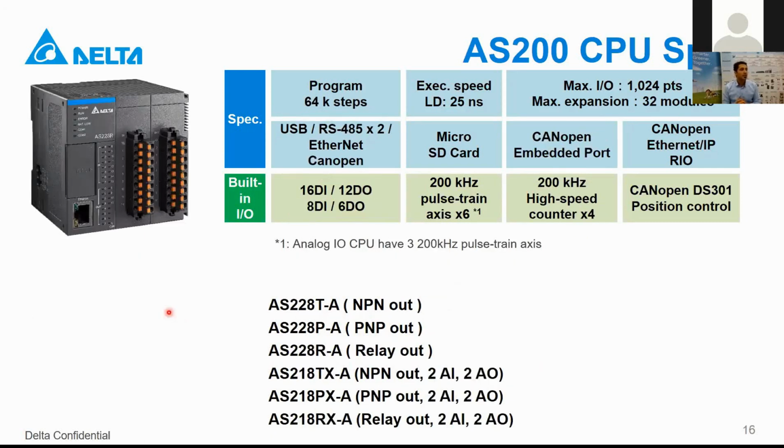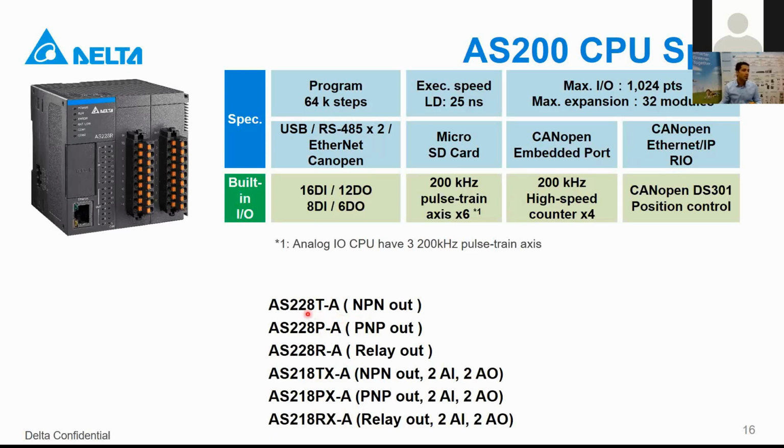Okay, the AS200 program capacity is smaller than the AS300. It is 64 kilo steps, so around 258 kilobyte. Execution speed is 25 nanoseconds for one contact only, and the expansion unit and the I/O are the same as AS300. There is a CANopen embedded port which supports CANopen remote I/O solution. Remote I/O solution is also possible with Ethernet IP and Profinet communication networks.